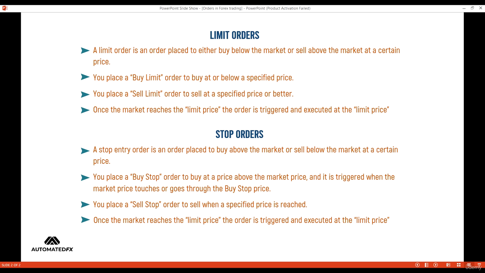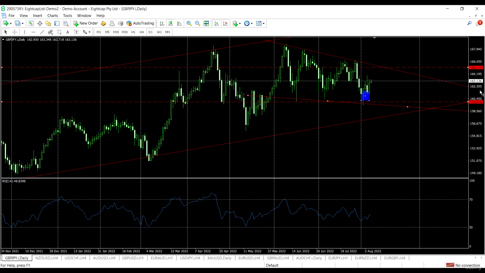So again, let's come to our trading platform, and then remember the last time we said we have the limit orders, and when we want to place a sell limit order, we have to place it above, and when we want to place a buy limit order, we have to place it below.